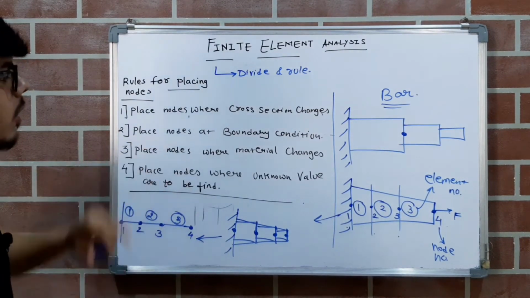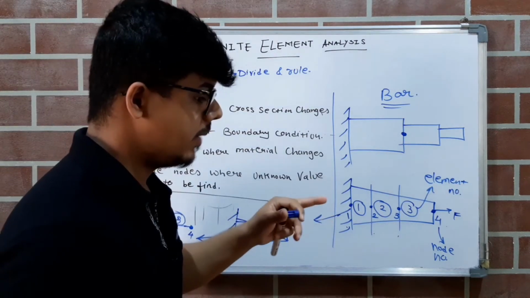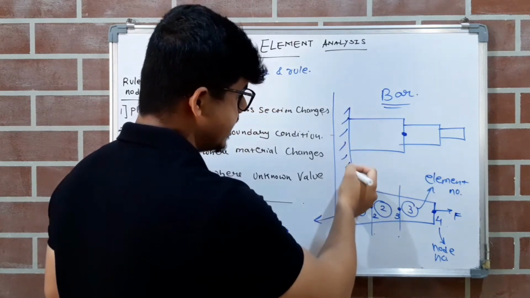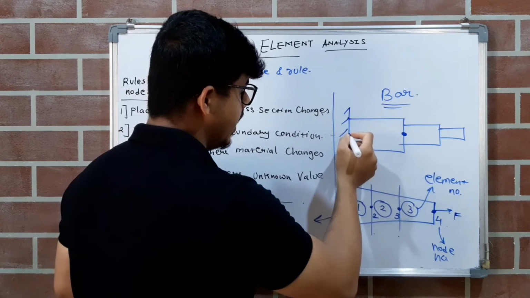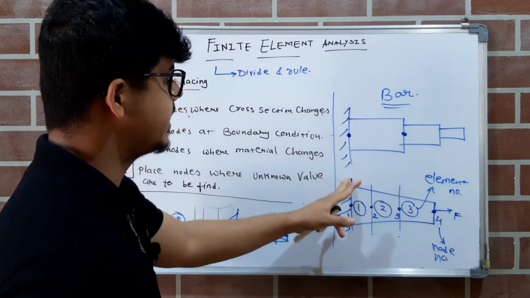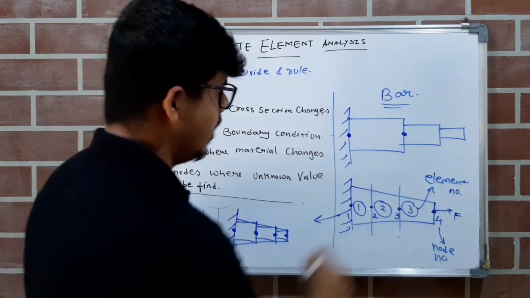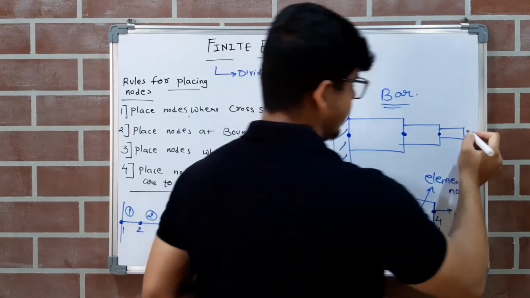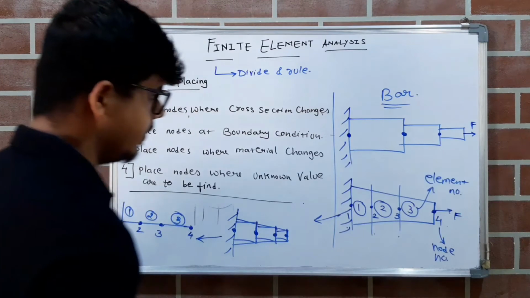Place nodes at boundary condition. Now boundary condition means what? The place at which you know the condition. So this is the place where you know the condition, meaning at this point the displacement or the deflection of the node will be 0, as this end is fixed. So we place a node at this point. Now here also the cross section changes, so we are keeping this node. Now suppose that here we have a force. Here force F is applied.